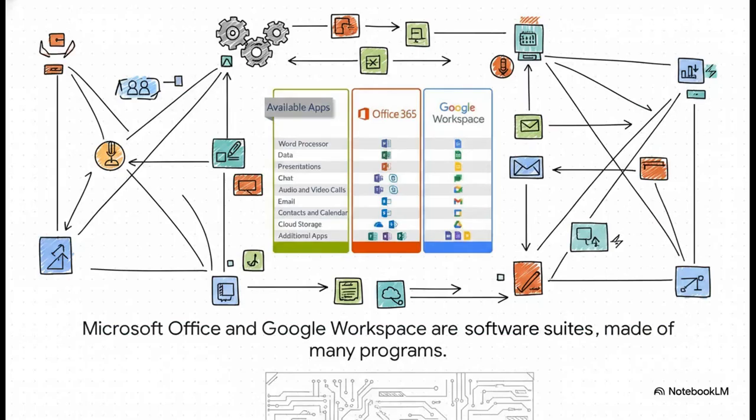A perfect example is something like Microsoft Office or Google Workspace. You don't just get one thing called Office, right? You get Word, Excel, PowerPoint, a whole bunch of individual programs. These are called software suites. That entire collection, designed to work together, that's the software.